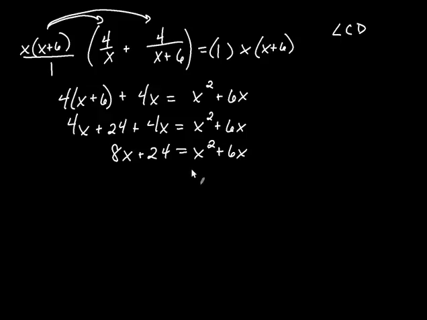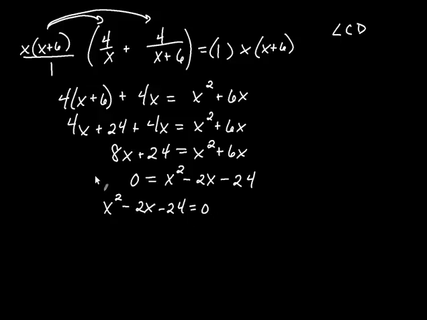Okay, now we're solving a quadratic equation, right? So our strategy is to get everything on one side. I like to keep the coefficient of the x squared positive, so I'm going to subtract 8x and subtract 24 from both sides. And that's going to give me 0 is equal to x squared minus 2x minus 24. Okay, now let's write that in the following way. x squared minus 2x minus 24 is equal to 0.